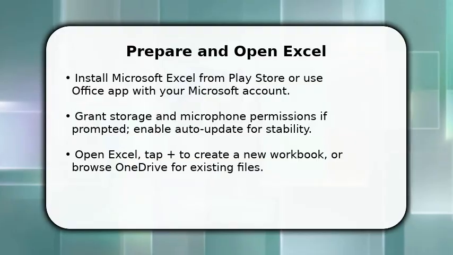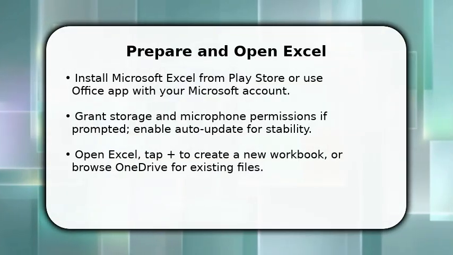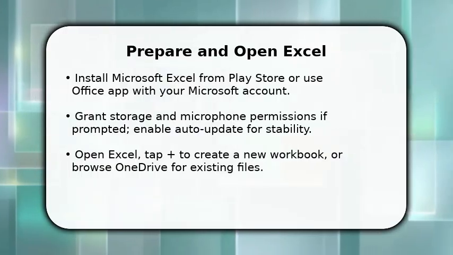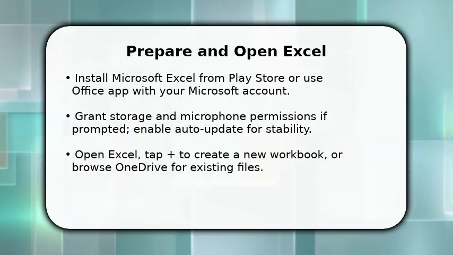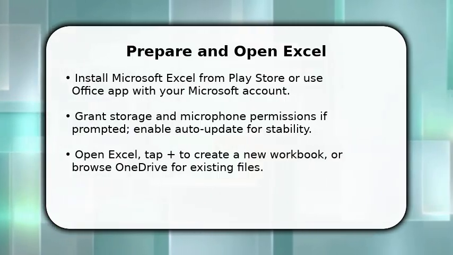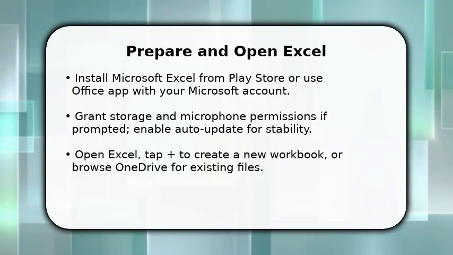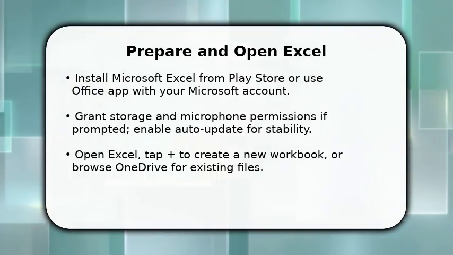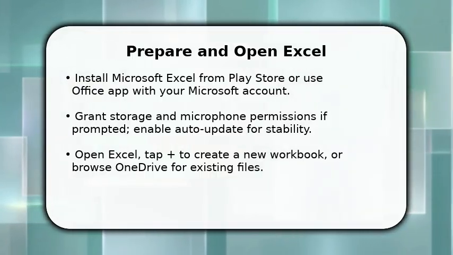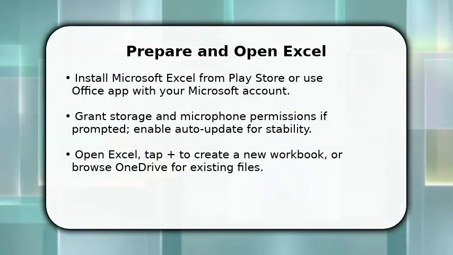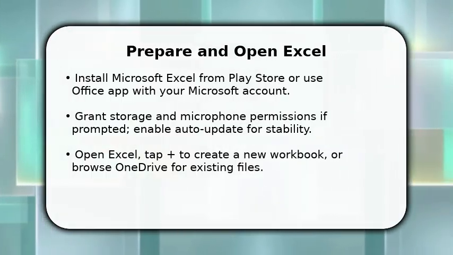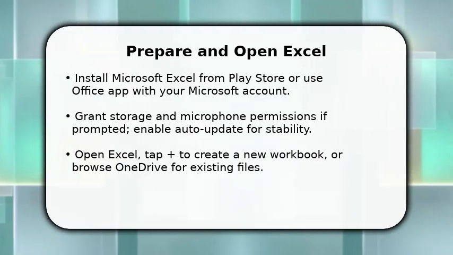Enjoy the video. You'll start by ensuring Excel is installed and signed into. This unlocks OneDrive and templates. Once done, open the app and tap the plus to create a blank workbook or choose a template. Make sure to allow storage access so files save locally and sync. Use landscape mode for easier cell selection. Connect to Wi-Fi if your file is large. That's the quick entry point so you can begin editing immediately.